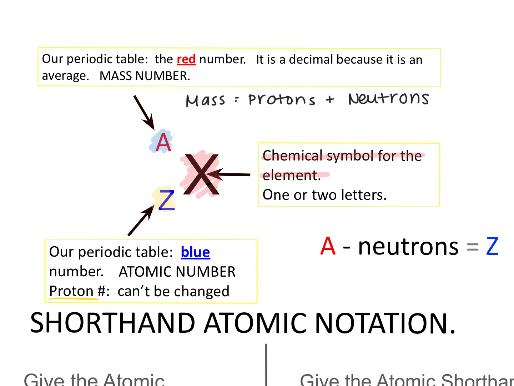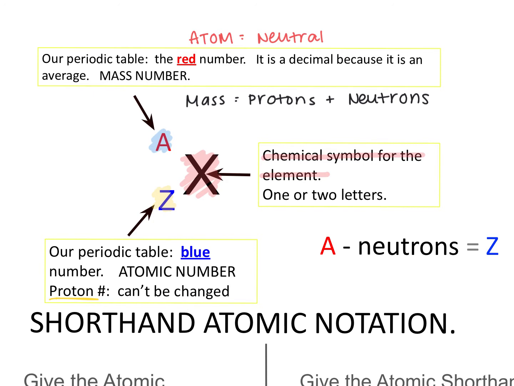So when you're doing this, if it says atom, that is neutral, so you do not need to include a charge. You just need to include the chemical symbol, the mass number, and the proton number.